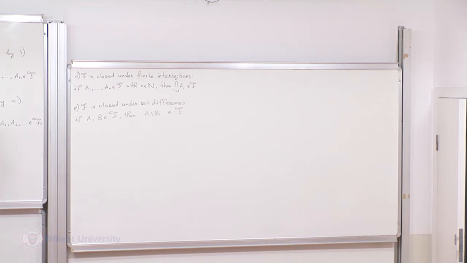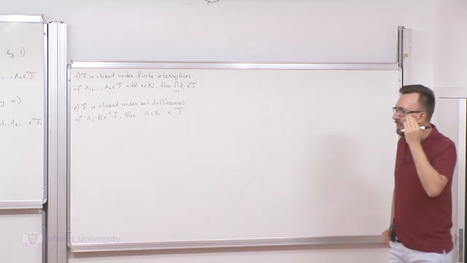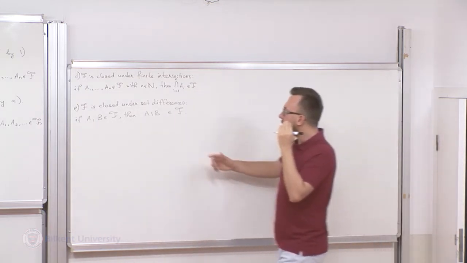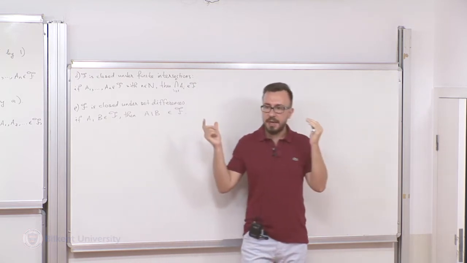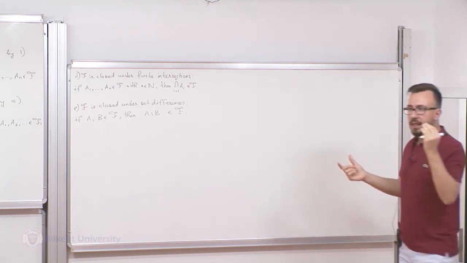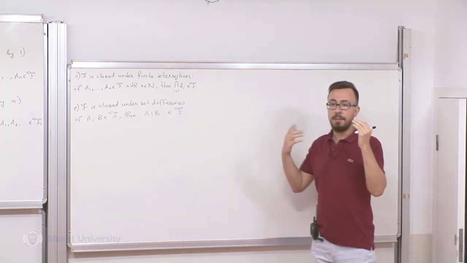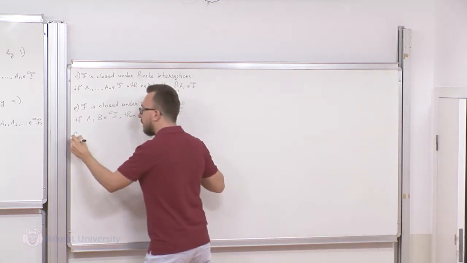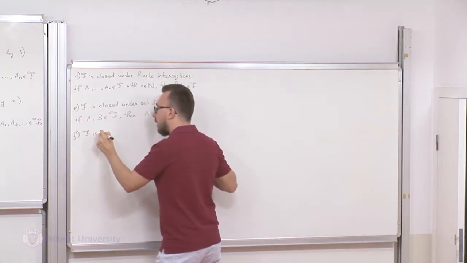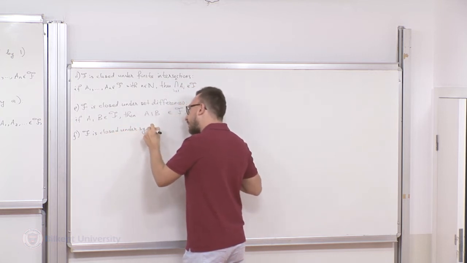And finally, there is one other type of difference between sets. So if you look at the set difference, it's not symmetric, right? A minus B and B minus A are not the same thing. But there is a similar operation which is symmetric. And it's called a symmetric difference. So let me say this. F is closed under symmetric differences.